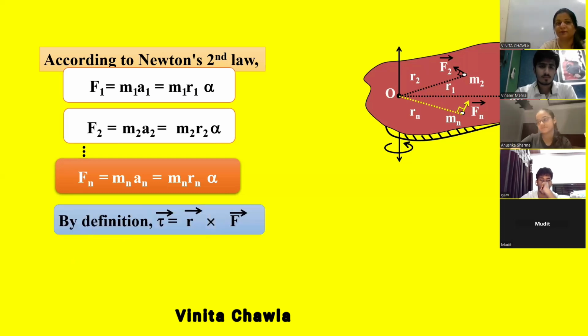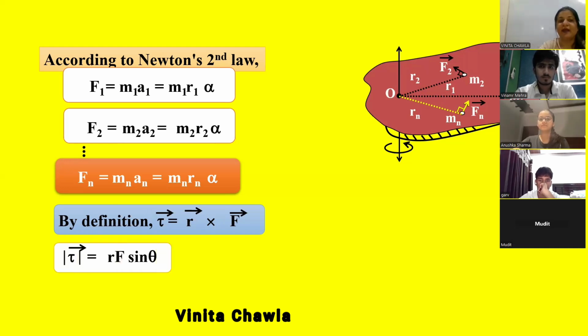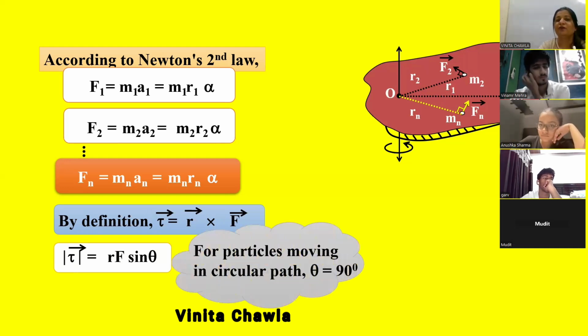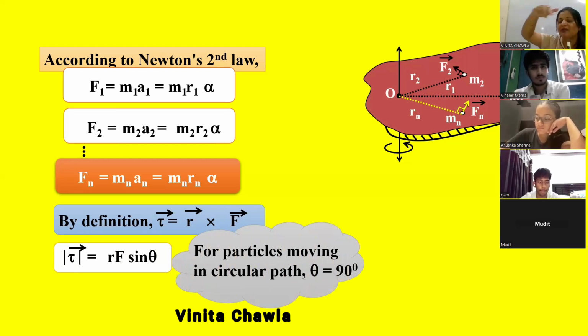Clear? So by definition, we know that torque is the vector product of vector r and vector F. So we can write magnitude of torque as r F sin theta. है ना? Cross product में यही होता है. Sin theta लिखते हैं. So for particles moving in circular path, what is the angle between vector r and vector F?